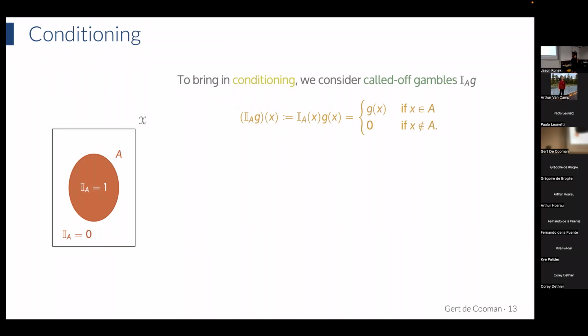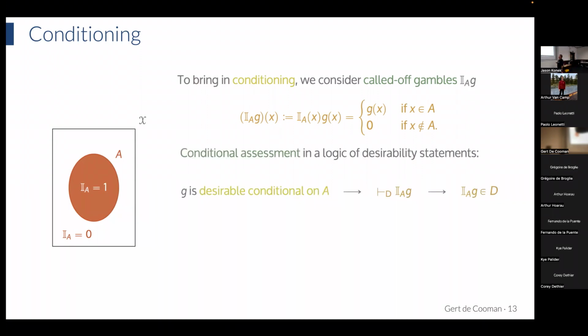Unless I'm in A, unless the outcome is in A, unless the variable is in A, and then I get the value of the original gamble. So it's the original gamble G that I had in the beginning, but called off as soon as I'm outside A. As soon as A does not occur, I'm setting the gamble to 0. So whatever happens outside A is just set to 0. That's a called-off gamble. That's the basic idea. And then things become very easy. I can do a conditional assessment.